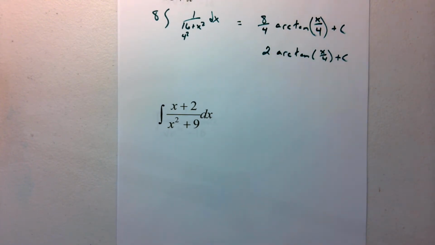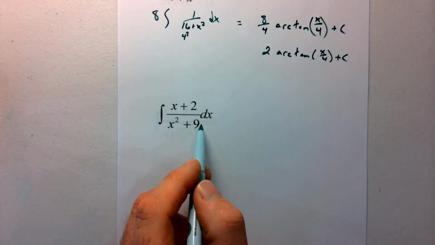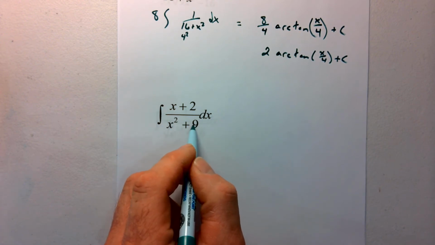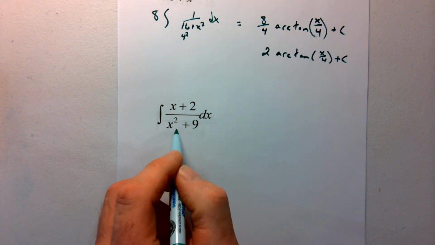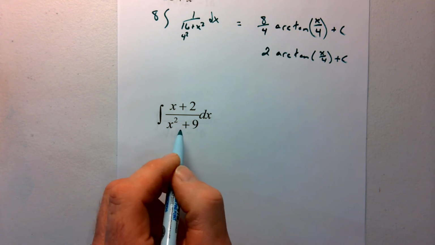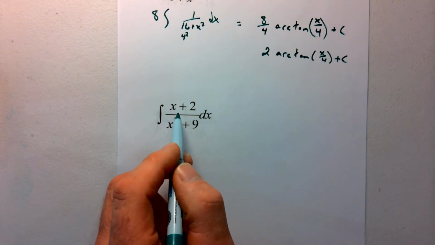Now we come into some problems that maybe aren't as nice and clean and easy as we would like them. So here we have x squared plus 9. When I see x squared plus 9, I see that as a variable squared plus a constant squared, which I could rewrite as 9 plus x squared. That in my mind throws in arctangent. However, up here, I have x plus 2. That doesn't work for me, does it?